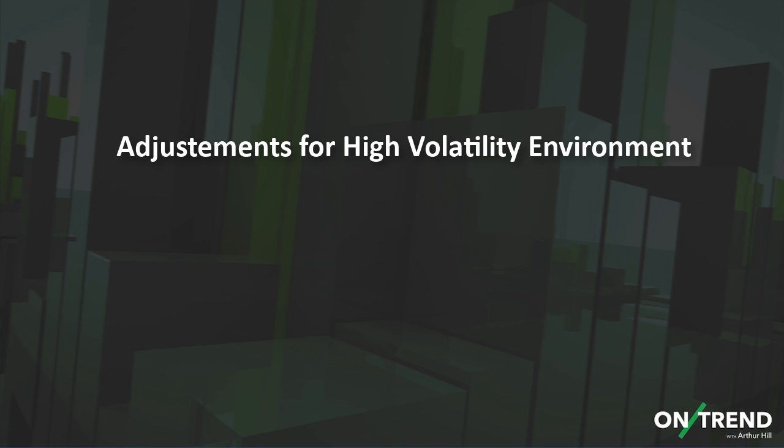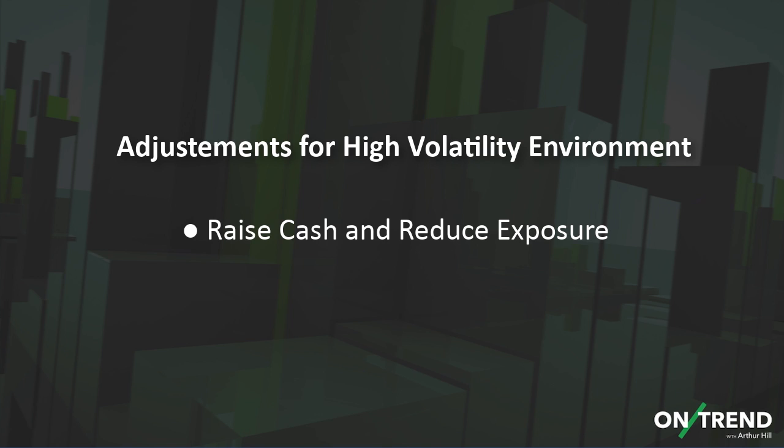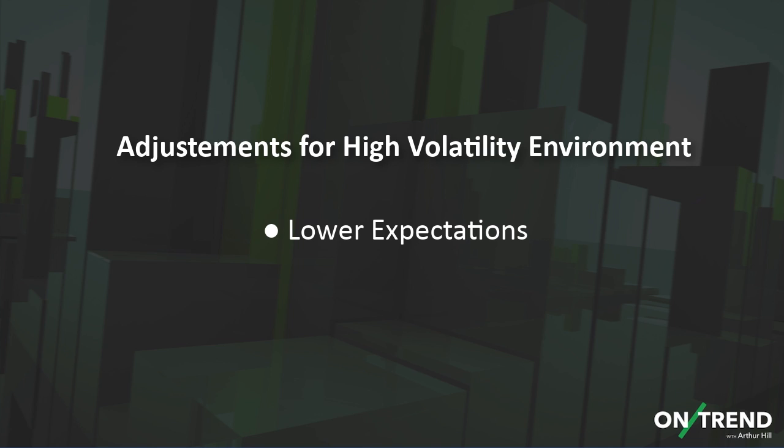So what kind of adjustments can we make for a high volatility environment? Well, first you can raise cash and reduce your exposure. All right, the less you have in, the less psychological damage it's going to do. Second, you can get selective and more defensive in your picks. Third, you can look to diversify away from equities, possibly into commodities or bonds. You can also lower your expectations, especially if you're actively trading in this environment. You might also look to book your profits a little bit sooner instead of riding your winners.